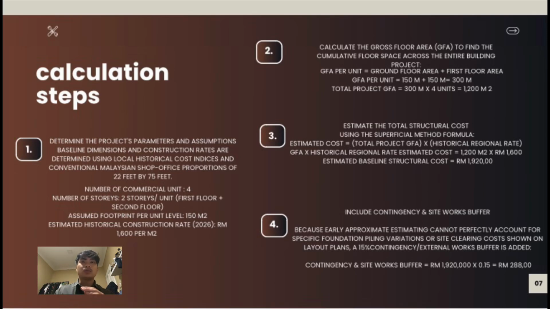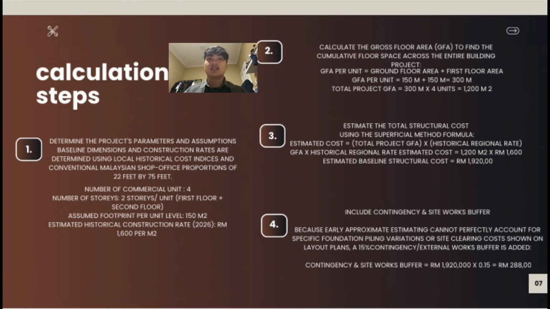The first step is we need to determine the project parameters and assumptions. Baseline dimensions and construction rates are determined by using local historical indices and conventional Malaysian shop office proportions. First one, you need to determine the commercial units, which is 4 units. And the number of stories is 2 stories. And I assume the footprint per unit is 150 meters square. And the estimated historical construction rate in 2026 is 1,600 per meter square.